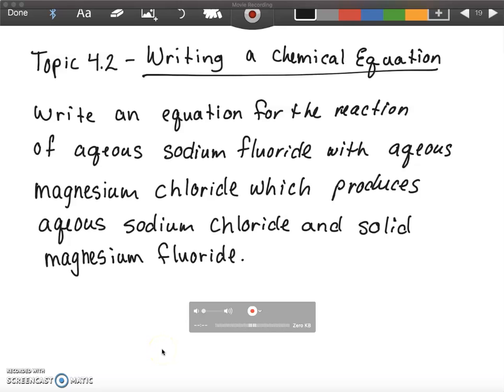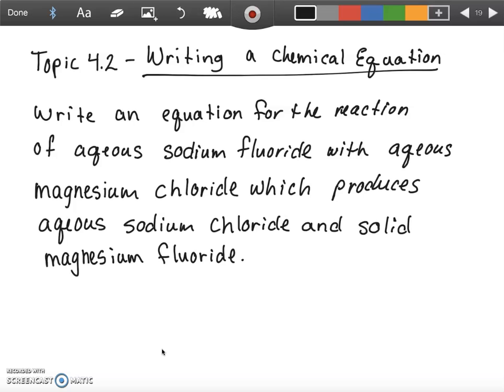Okay, in this next part, ladies and gents, we're going to go over how to write a chemical equation based on it being described to you in words. This is a very good skill to have because they could ask you to do it on the AP exam. So let's go ahead and take a look right here.